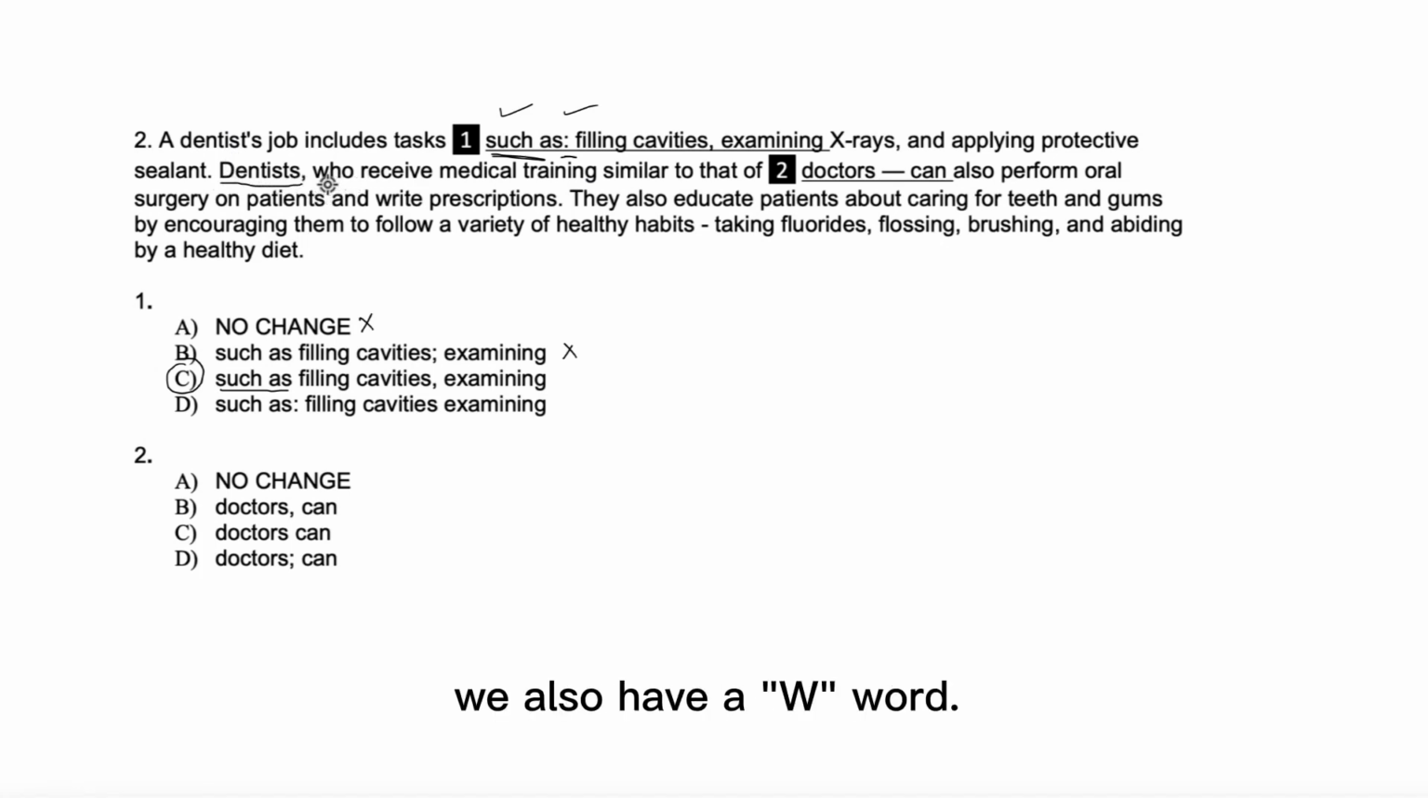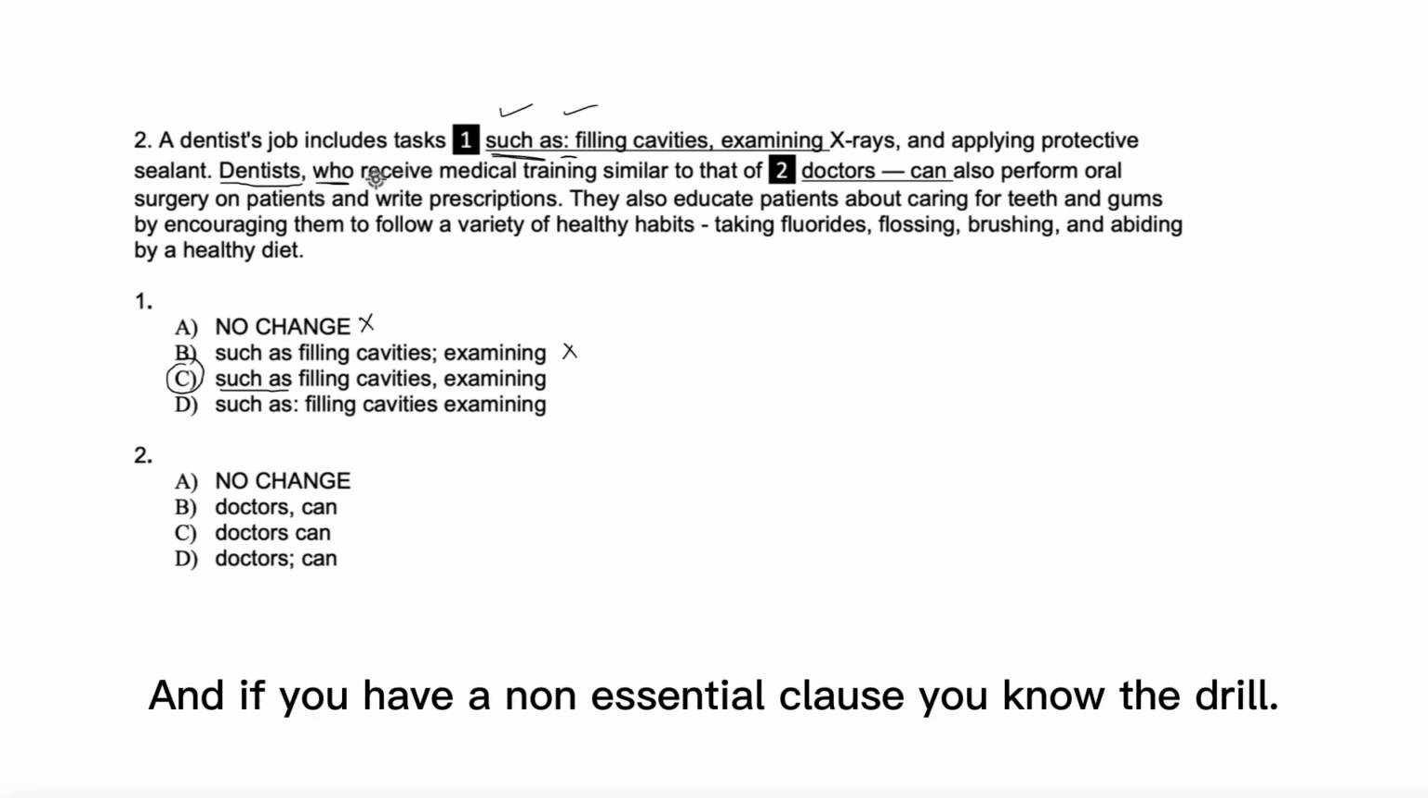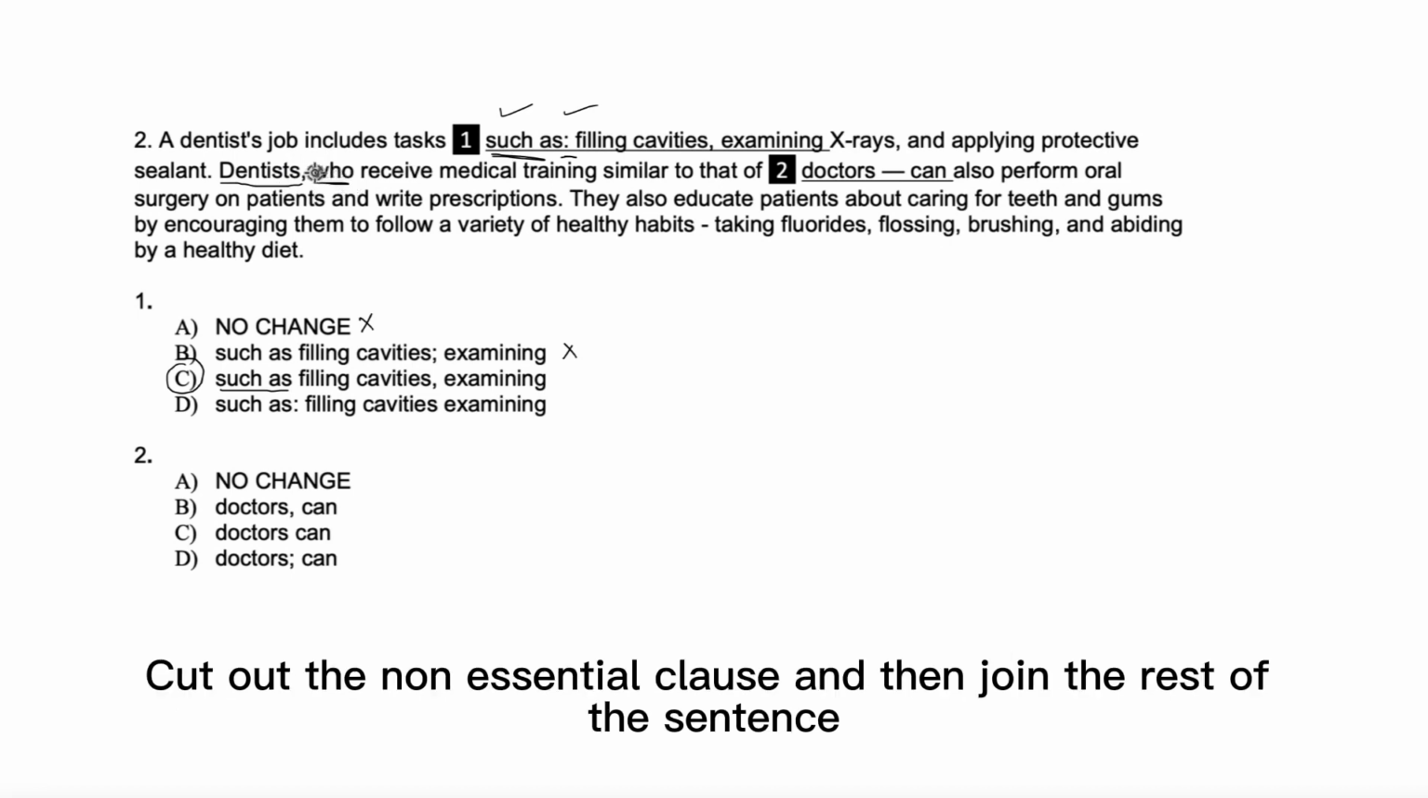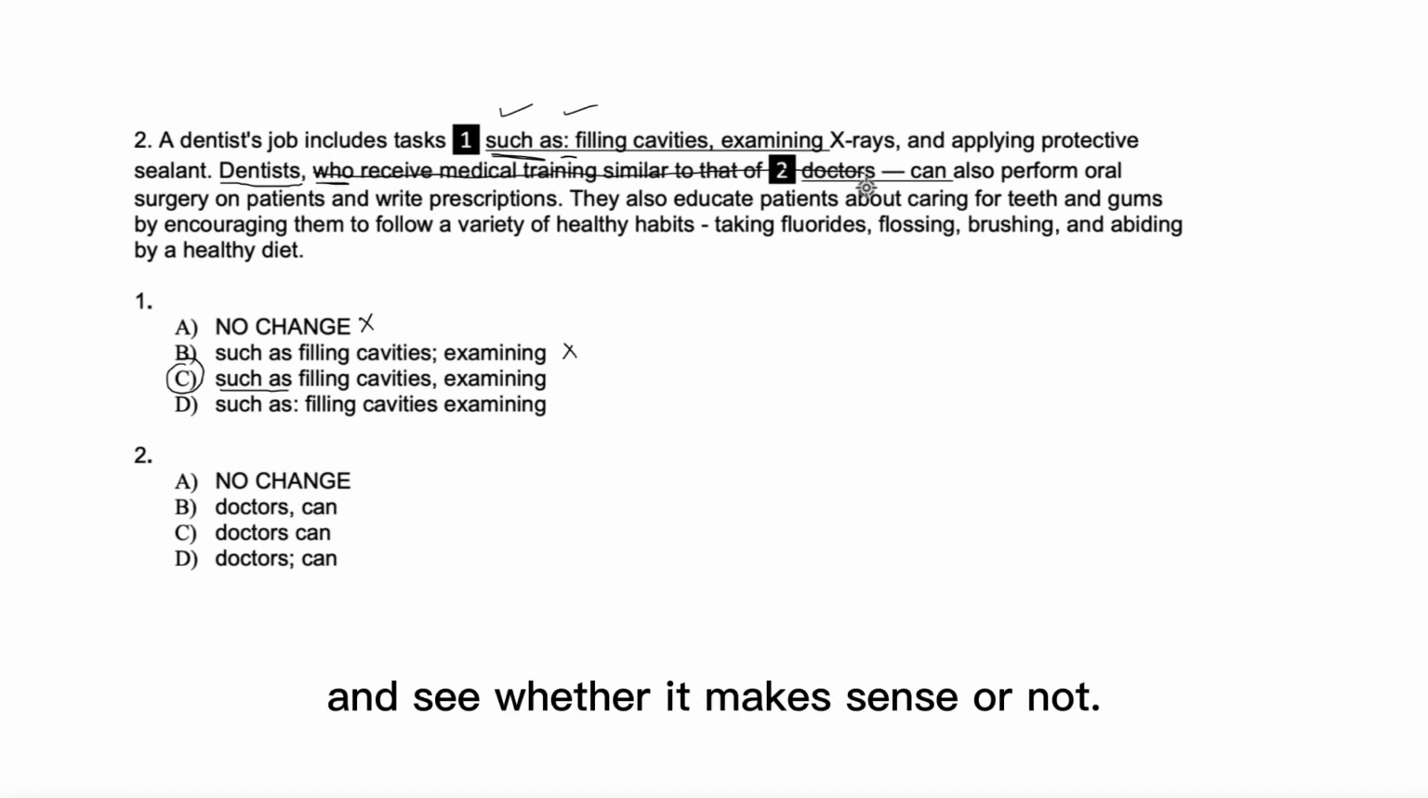And after that, we also have a W word that gives you a huge hint that we are trying to introduce a non-essential clause. And if you have a non-essential clause, you know the drill. Cut out the non-essential clause and then join the rest of the sentence and see whether it makes sense or not. Dentists can also perform oral surgery on patients and write prescriptions. Definitely, this is perfectly fine.